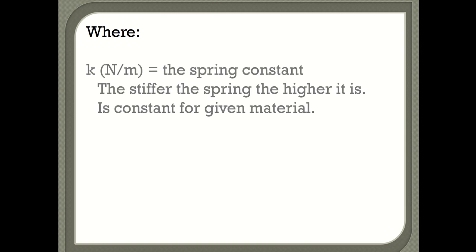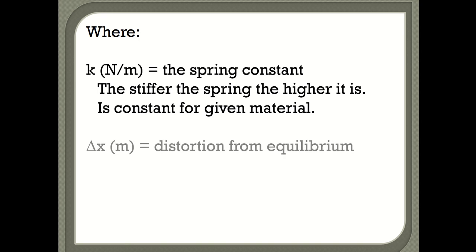So again, K itself is a spring constant, and depending on the material that the spring is made from or on the size of the spring, the coefficient is going to be different. So the stiffer the spring, the higher the spring constant value is going to be. And the units are newtons per meter. And delta X is the distortion from equilibrium or from rest, and this is measured in meters.